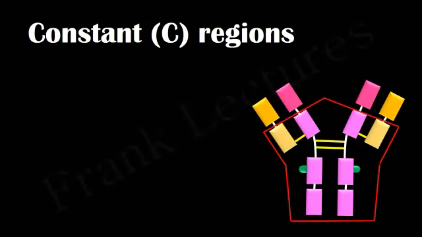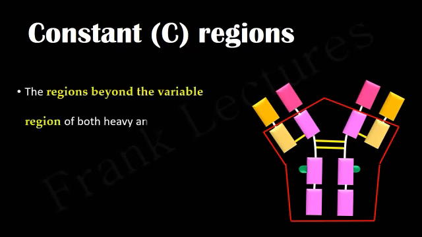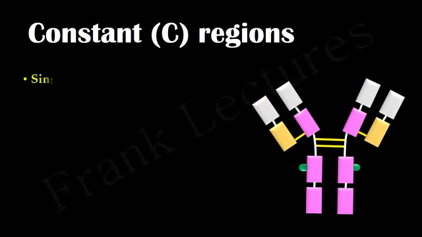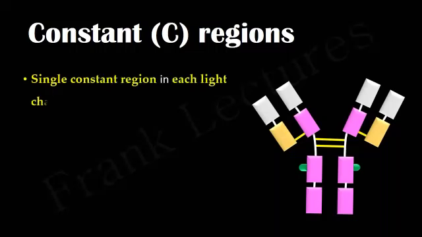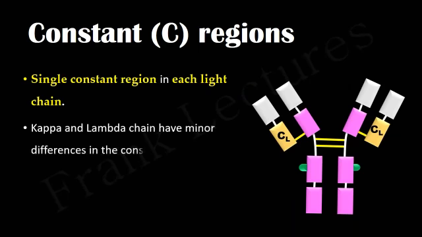The region beyond the variable region of both heavy and light chain is known as constant region. They are so called because the amino acid sequence in these regions shows little variation among antibodies. There is a single constant region in each light chain, which is designated as CL. Now, recall that light chains are of two types, kappa chain and lambda chain. These chains differ from each other by minor differences in the constant region of the light chain.